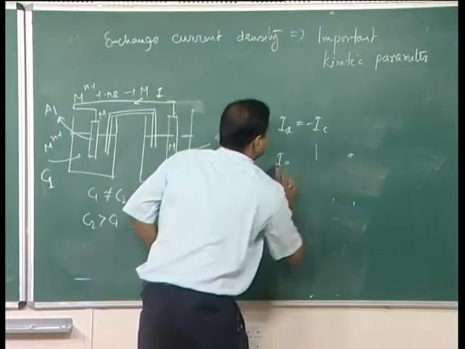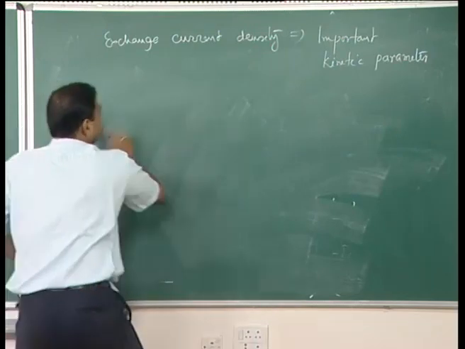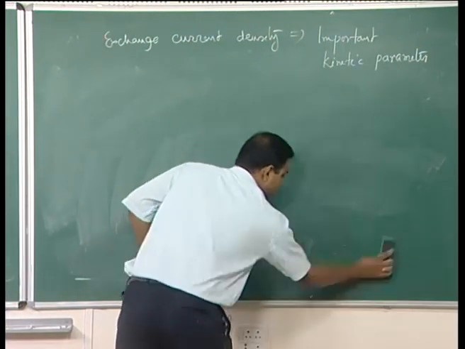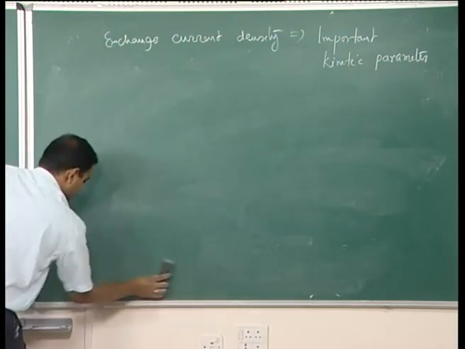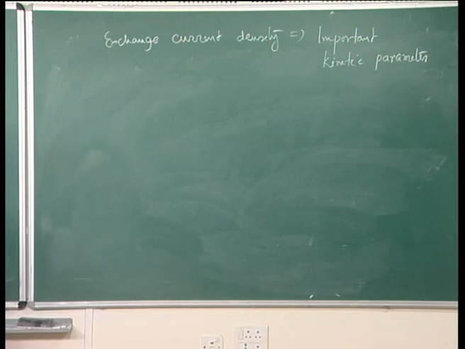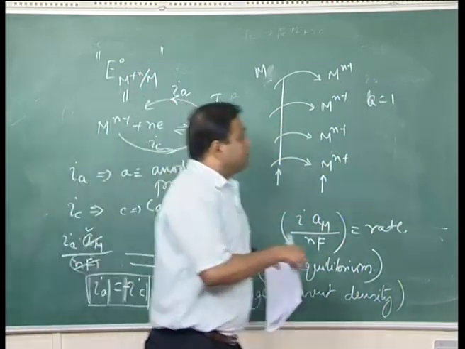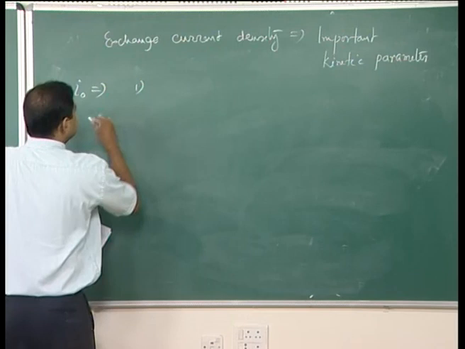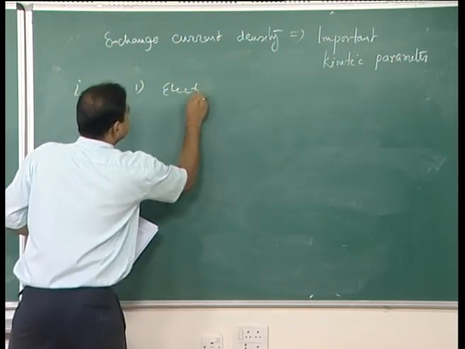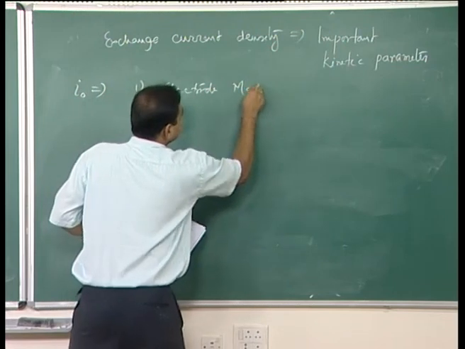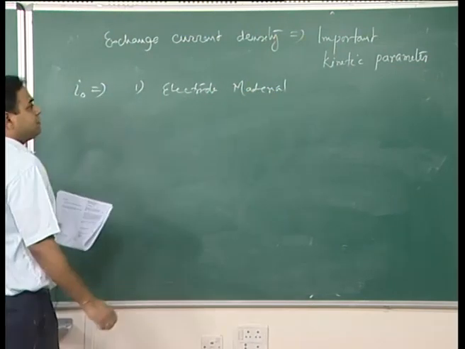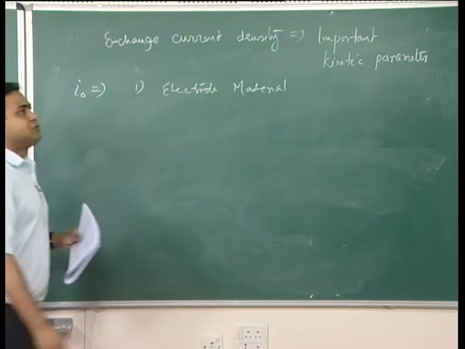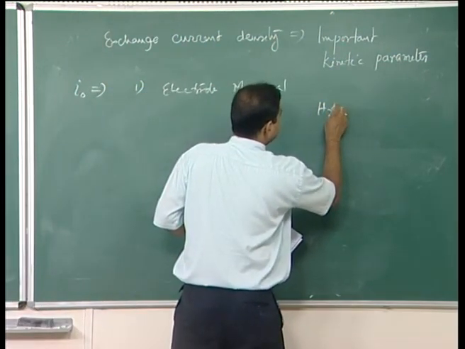Now, we started with exchange current density. Before going into the next section, on how to express the exchange current density with respect to the activation energy for metal ion formation, let me see what factors can affect I0. The factors are electrode material, let us say for the same reaction, the hydrogen evolution reaction, H+.